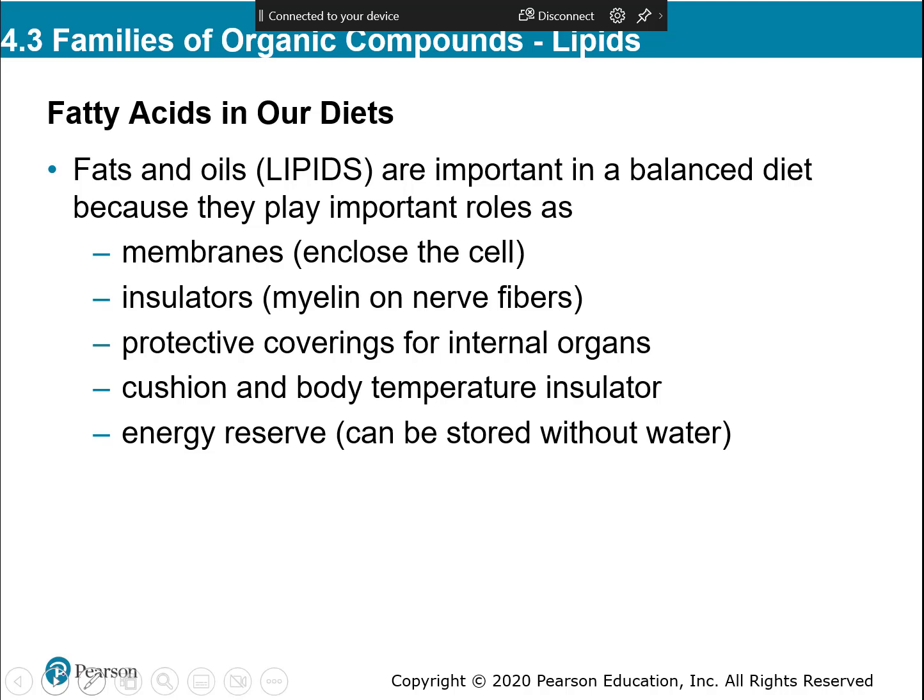Now, what do you use these for? So whenever you think of lipids, if you think of fats and oils, just think of them as a category of lipids. The biggest thing you use them for is to build membranes. So membranes are the covers that help to enclose and protect the cell. These oils are really important in forming insulators. A good example is myelin.